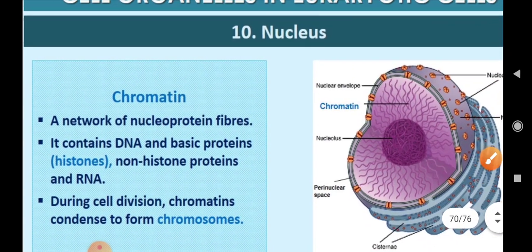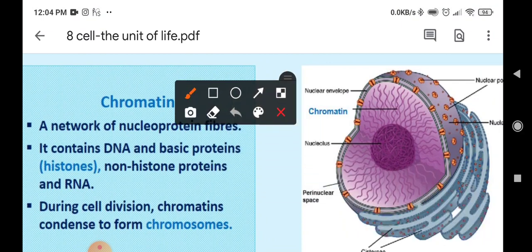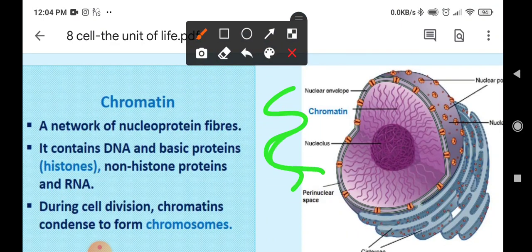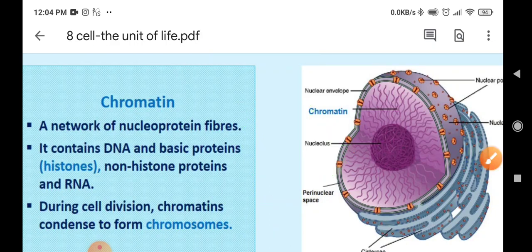Then comes chromatin. It is found that some thread-like structures are present inside the nucleus, and all these thread-like structures are known as chromatin. Here you can see this chromatin is made up of nucleoprotein fibers, so we can call them a network of nucleoprotein fibers. Nucleo means their nature is nucleic acid and they are associated with proteins, so we call them nucleoprotein, and basically this chromatin is made up of DNA.